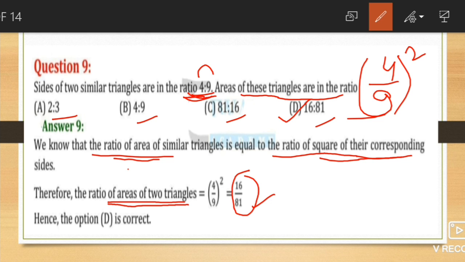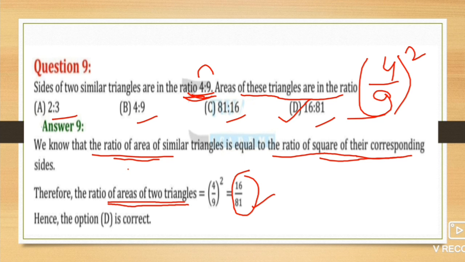So the ratio of the areas of the triangles will be 16:81. Okay, so this is all for today.